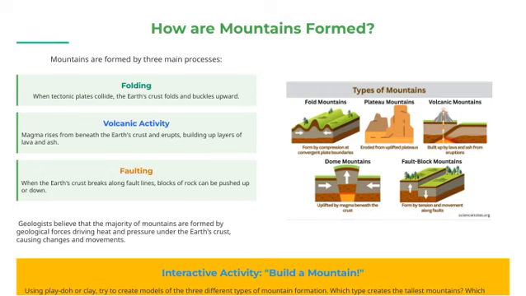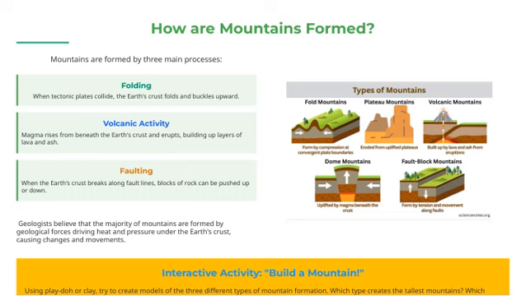Now let's explore how mountains are formed. There are three main processes that create these incredible landforms. The first is called folding. When tectonic plates collide, the Earth's crust doesn't just stay still. It folds and buckles upward, forming mountains over time. This process is responsible for many of the tallest mountain ranges we see today.